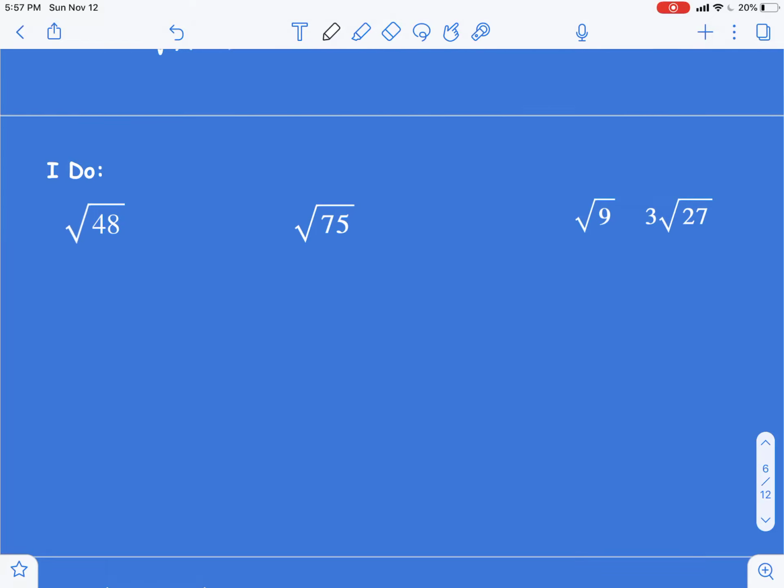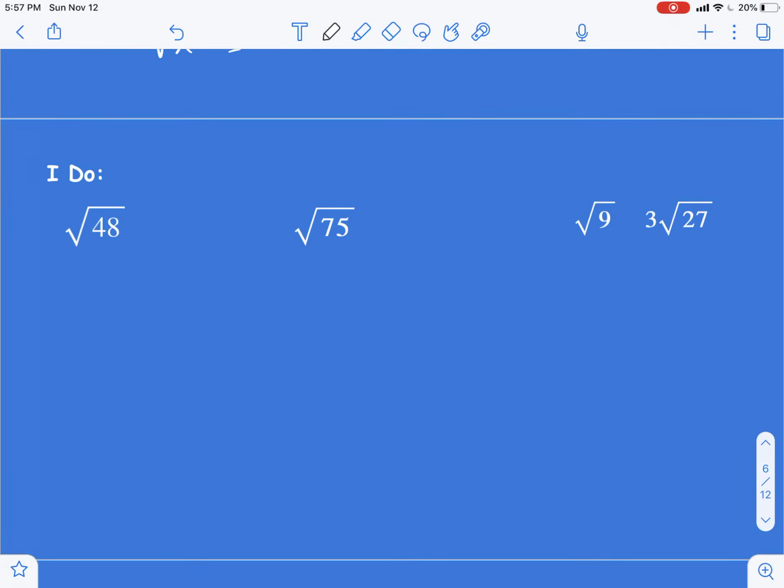Okay, so I want to take a minute and talk about how to simplify a square root if it is not a perfect square root. So in other words, if it's not like 4, 9, whatever. How do I do that? Well, the easiest way is to break it apart.